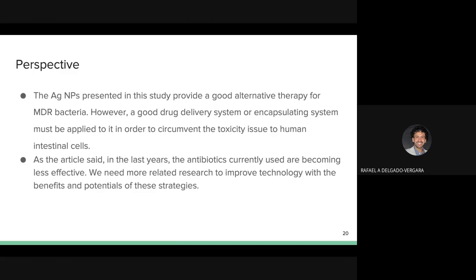Okay, so from the perspective of Javier and me, the silver nanoparticles presented in this study provide a good alternative therapy for MDR bacteria. However, a good drug delivery system or encapsulating system must be applied to circumvent the toxicity issue to human intestinal cells. As the article said, in recent years the antibiotics currently used are becoming less effective. We need more related research to improve technology with the benefits and potential of these strategies.